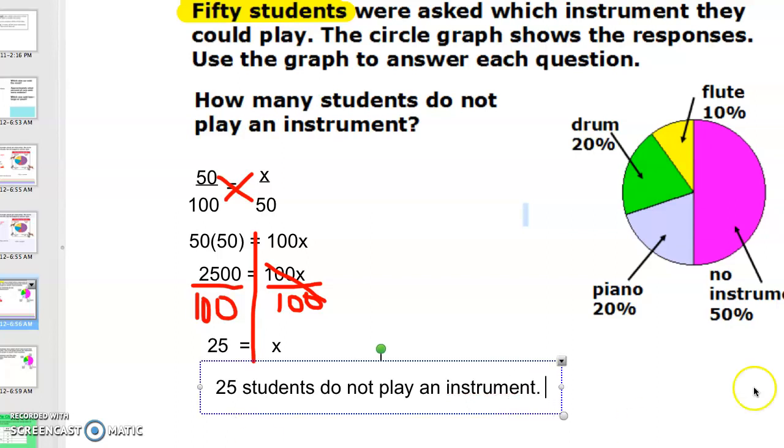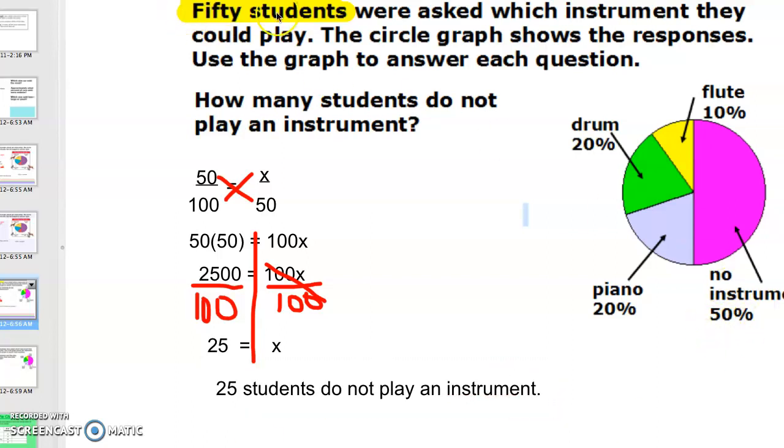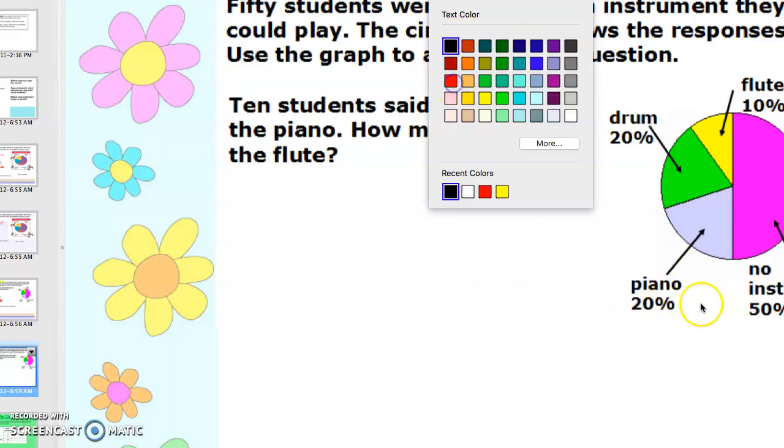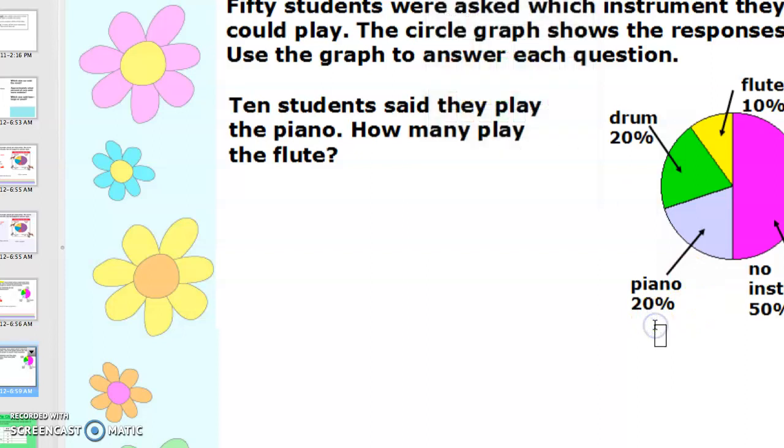Okay. And again, I could have reasoned 50% of 50 is 25, right? 50% is half. The same survey we're looking at, it's just a different question. It says 10 students said that they play the piano. How many play the flute? So if 10 students play the piano, so here is the piano, that's 20%. So 20% is equivalent to 10 students.